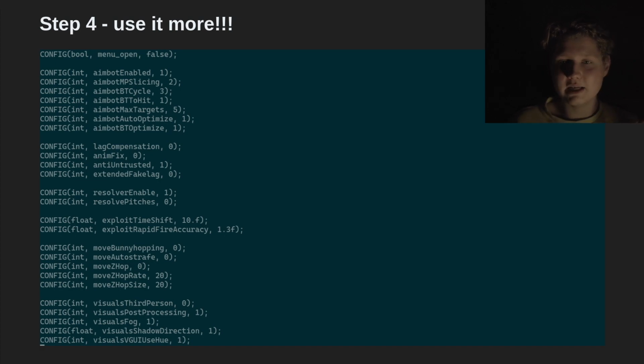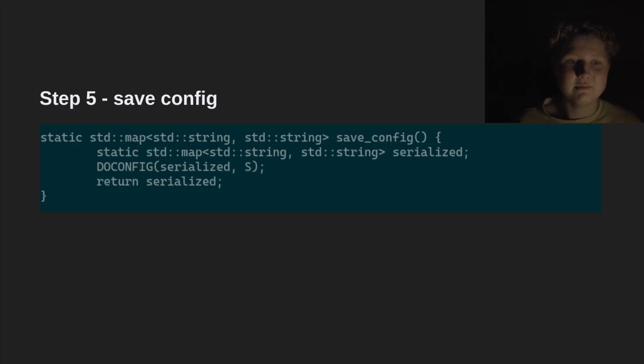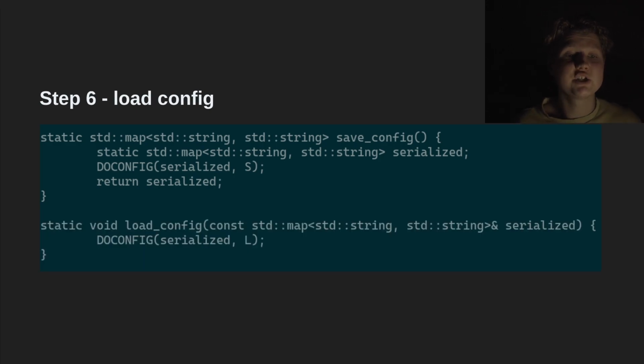So essentially you have this. Now we need to somehow save the configs and load them up, because this is kind of useless. Why couldn't we just define them as normal variables? Well, you can do something really awesome and create this save config function, which creates a map, calls doConfig serialized s, and then returns the serialized map. And the load function does the same thing, except it calls doConfig serialized l.